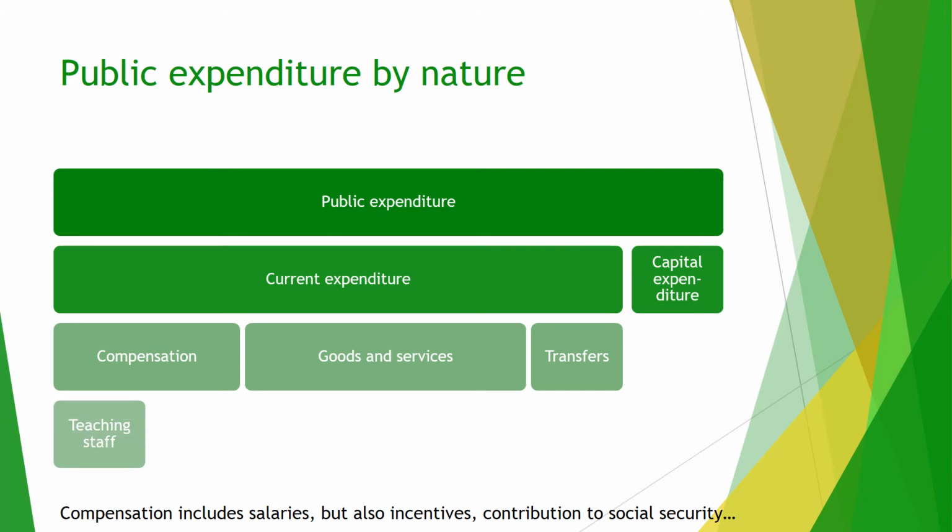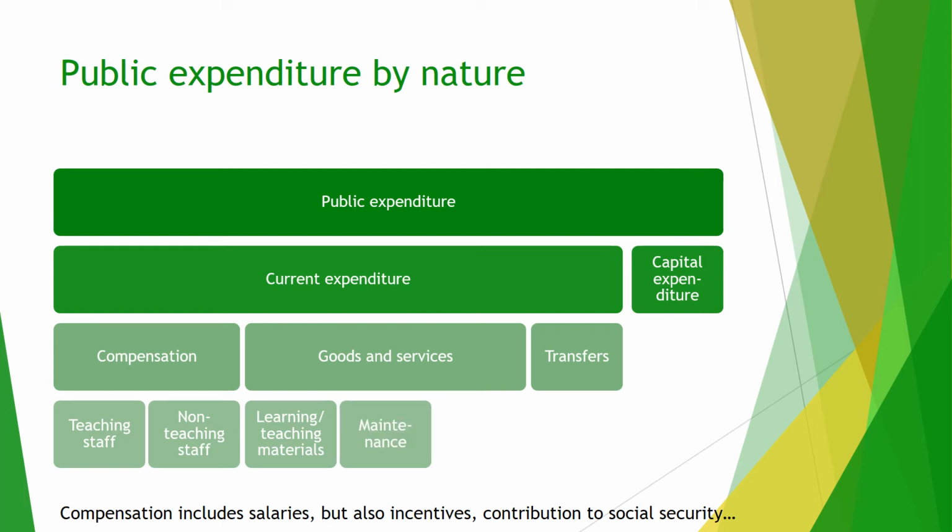Compensation. When we look at this, it's important to look at the compensation of teaching staff, so teachers in the classrooms, those who teach, and non-teaching staff, which may be ancillary staff at the school level, as well as maintenance staff and central administration staff, for instance. For goods and services, we may see some learning and teaching materials, some maintenance costs, some utilities, and a lot of other goods and services.